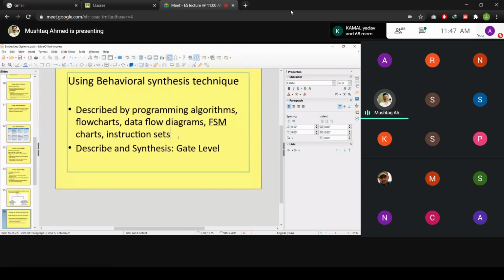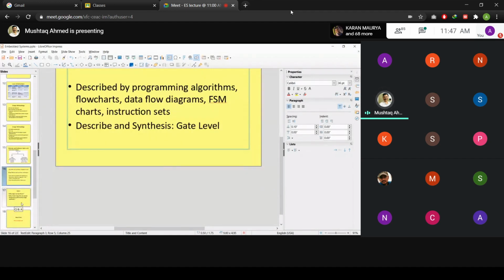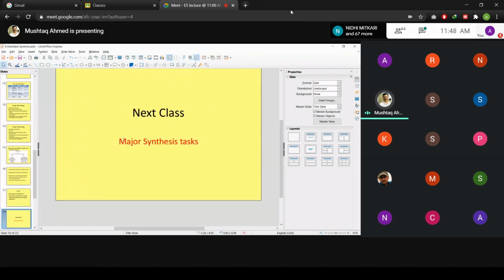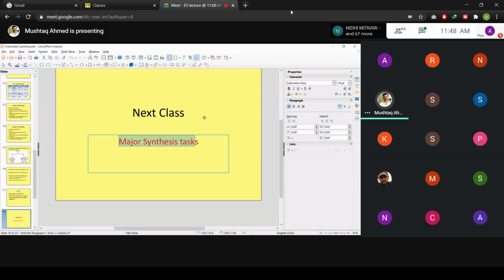So apparently you can see that having different types of modeling techniques, we can specify or analyze how the device would function and what types of problems can arise while handling such devices. Okay, so the question usually asked is why logic synthesis is more important, and why it took a long time to accept behavioral synthesis rather than logic synthesis. So what are those major synthesis tasks that we shall cover in the next class? Okay, so I stop here.